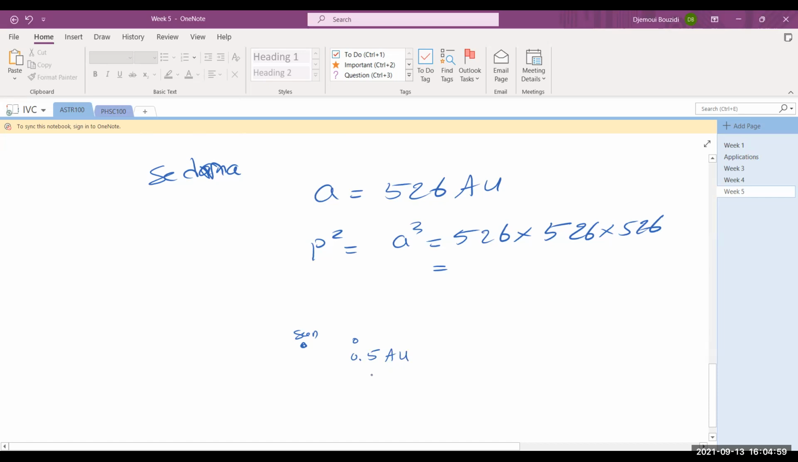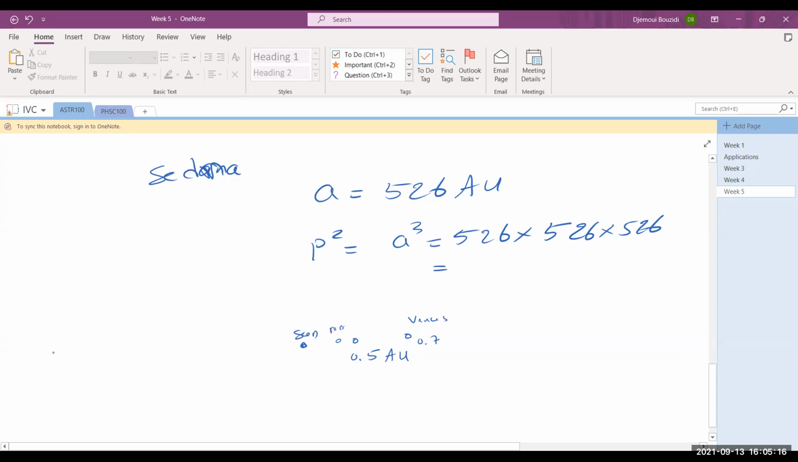It's actually going to be slightly closer to where Mercury is, so it's going to be very close to Mercury. The other one, Venus, is going to be here. Venus is 0.7. So this asteroid is going to be very close to Mercury.